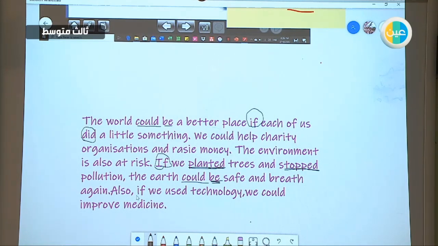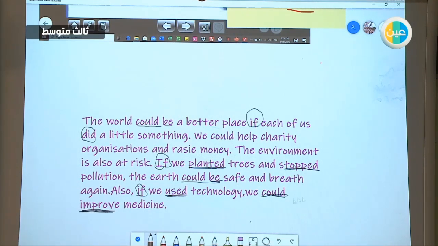Also, if we use technology, we could improve medicine. We have F, the verb used in the past tense. We could improve medicine. We have could. We have the verb improve in the infinitive form.